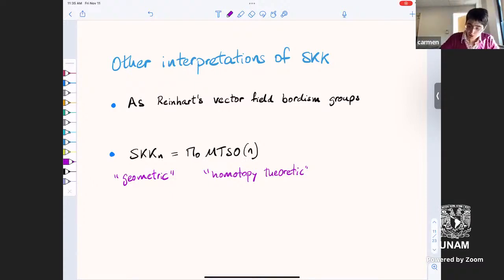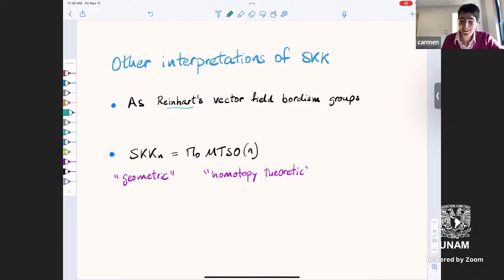It also coincides, and this was proved very, very long ago by Janich, that it coincides with Reinhardt's vector field bordism groups. So that kind of came from a different part of the story. Reinhardt was just trying to create some cobordism groups that had the Euler characteristic as an invariant, and it turns out that these things coincide.